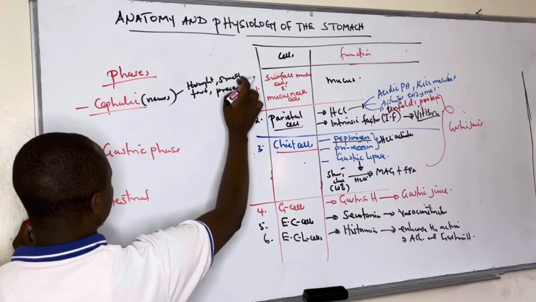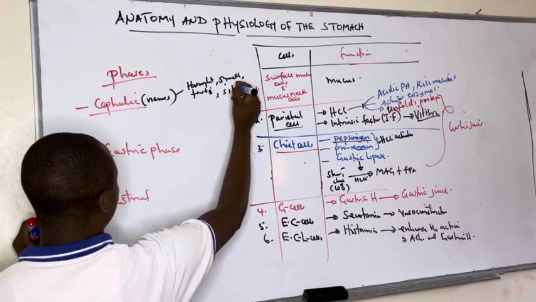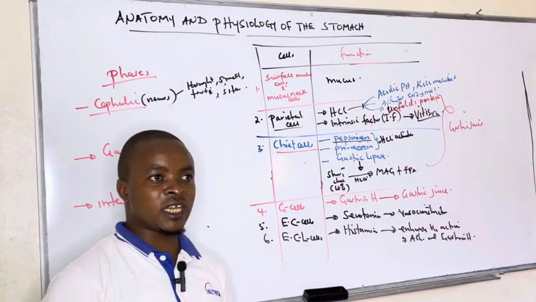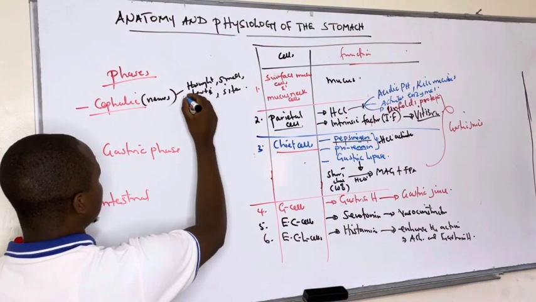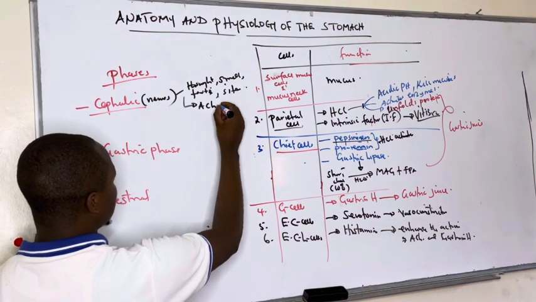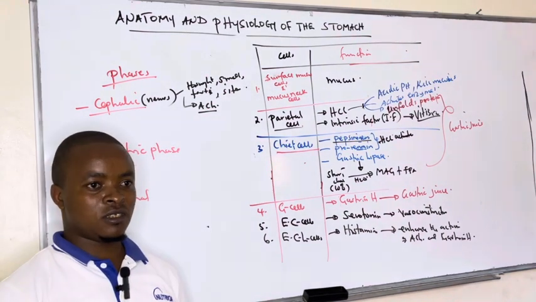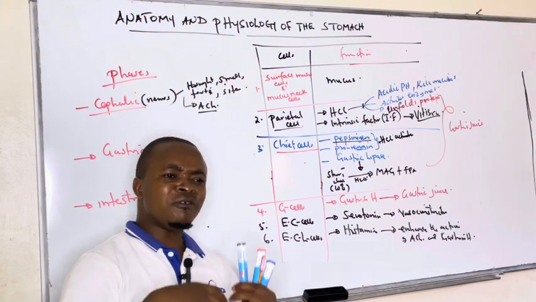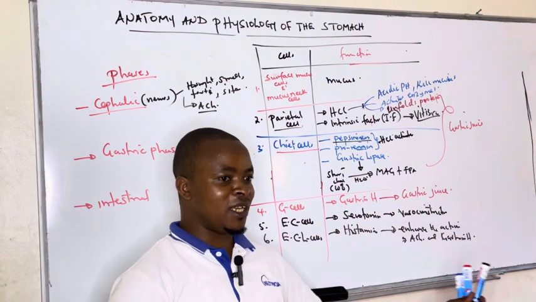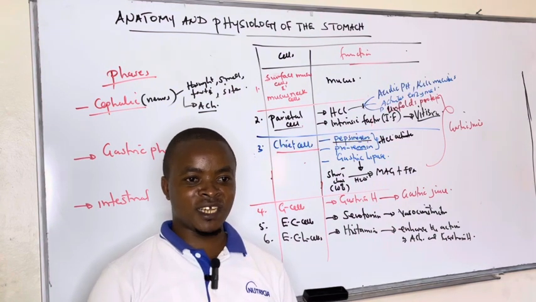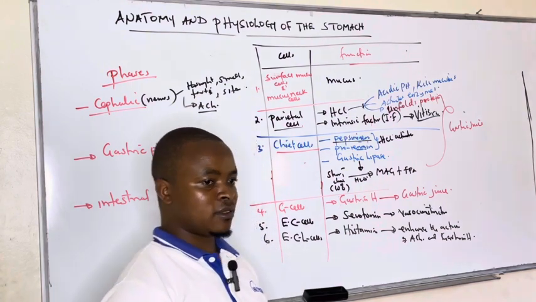So thought, smell, taste, then sight of food triggers production of acetylcholine, and this acetylcholine, which is a neurotransmitter, is the one that stimulates production of gastric juice. So whenever you think about food, you see food passing around, you smell it, you start producing the gastric juice. That is the cephalic phase, purely nervous.